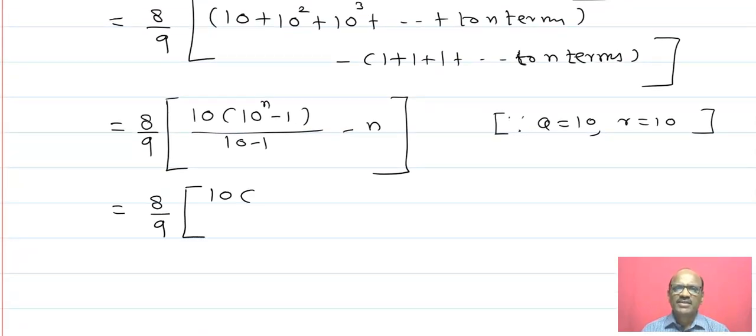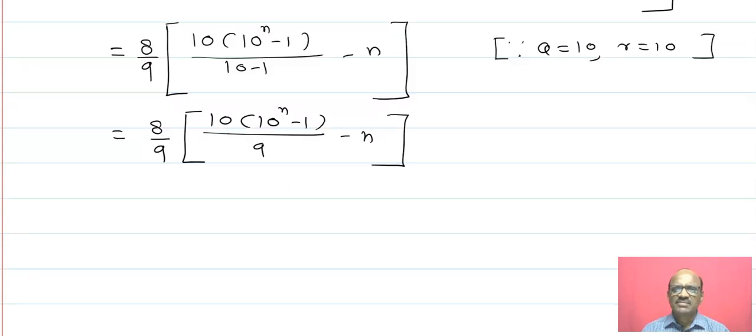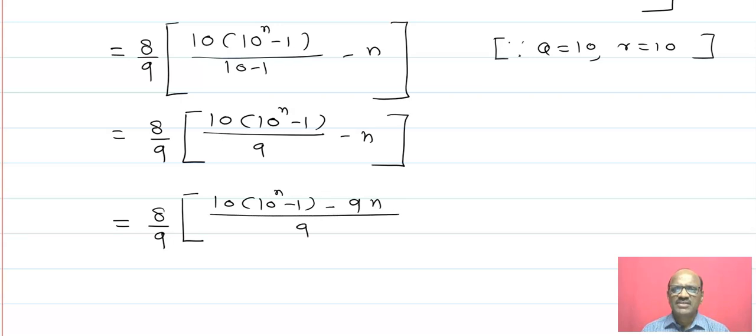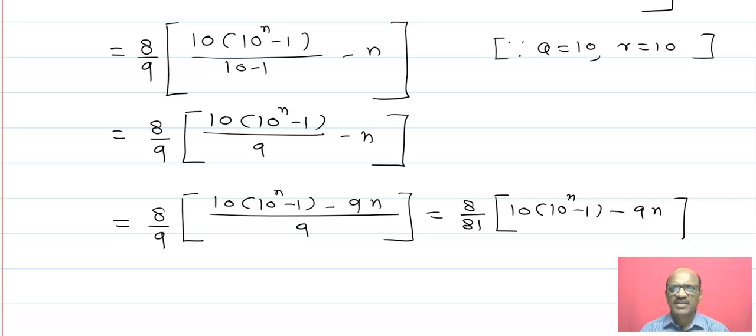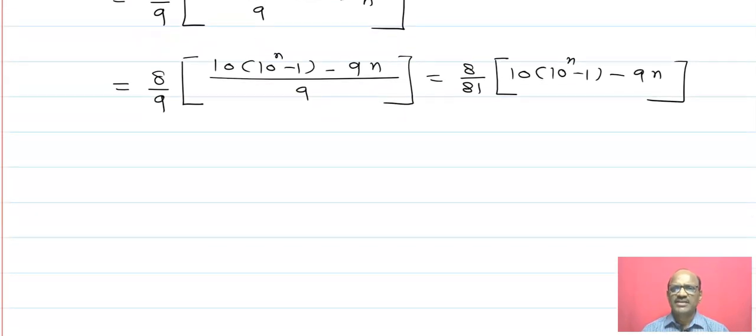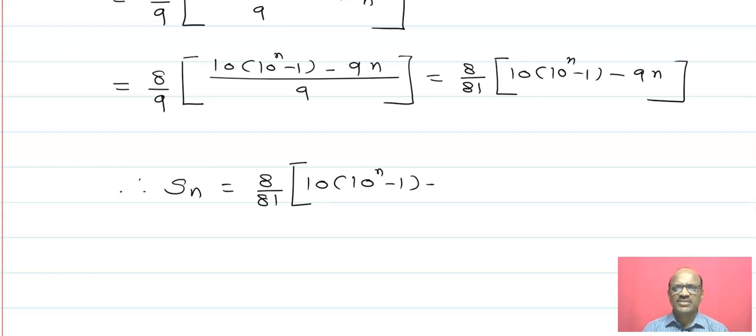Therefore 8 upon 9, 10 in bracket 10 raised to n minus 1 upon 9 minus n, and that is 8 upon 9 in bracket 10 raised to n minus 1 minus 9n upon 9, again 9 into 9 which is 81, that is 8 upon 81 in bracket 10 in bracket 10 raised to n minus 1 minus 9n. Therefore Sn is equals to 8 upon 81, 10 in bracket 10 raised to n minus 1 minus 9n. This is the answer.